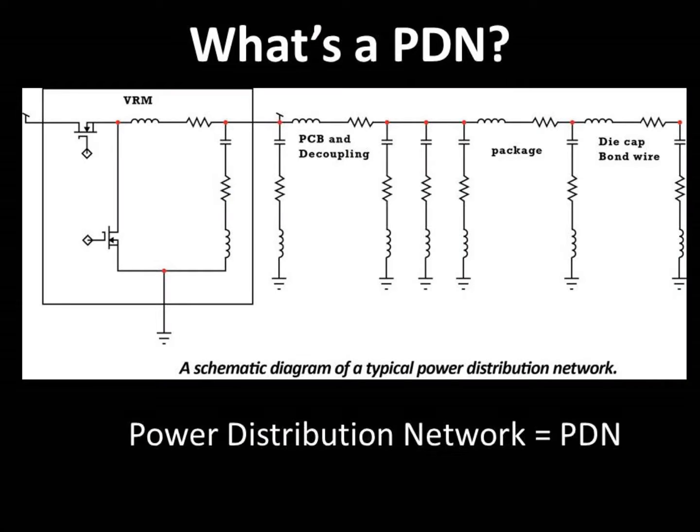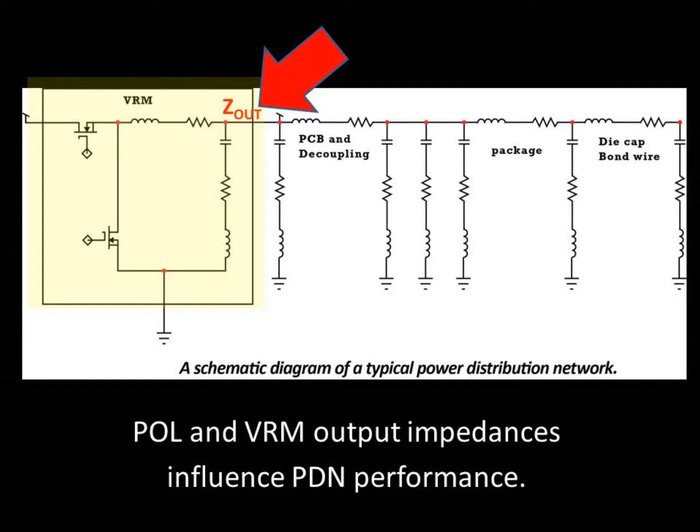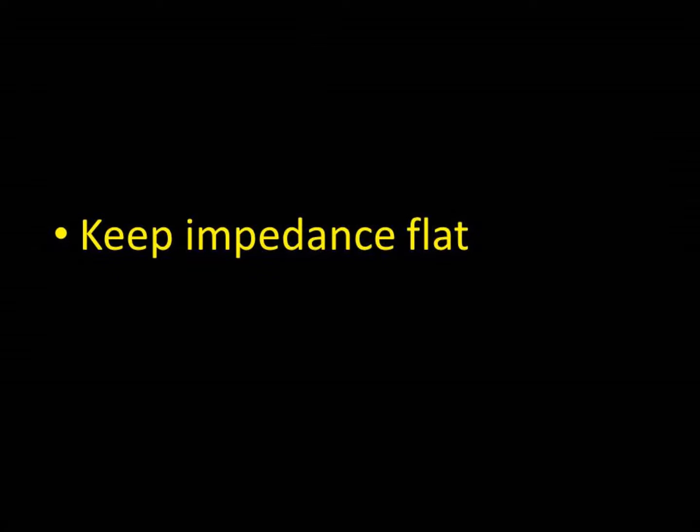In part 1 of this video series, I explained what a power distribution network, or PDN, is, and noted that board-level power converters, such as POLs and VRMs, influence the performance of the PDN through their output impedance. Here in part 2 of this video series, I'll go into more detail on the issue of impedance by explaining the second essential concept of PDN design: keep impedance flat.